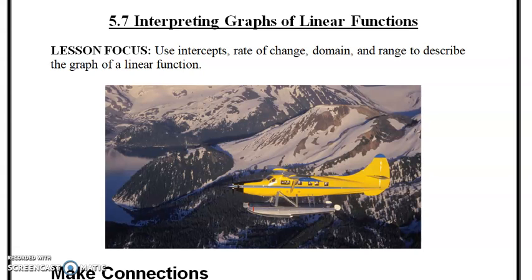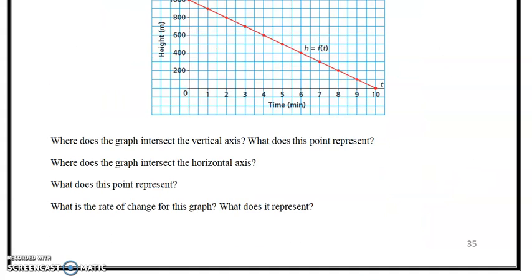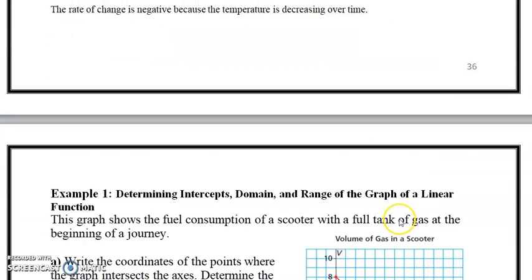Hello everybody, welcome back. Today in the next couple of videos we will be finishing off chapter 5. So today we're going to start with 5.7, interpreting graphs of linear functions. So our focus today is going to be using intercepts, rate of change, domain and range to describe the graph of a linear function. We'll get a lot more into it once we get into chapter 6. The two chapters really go hand in hand, and we'll look at other ways of looking at and how to graph a function. Okay? So we're going to jump right down into the example.